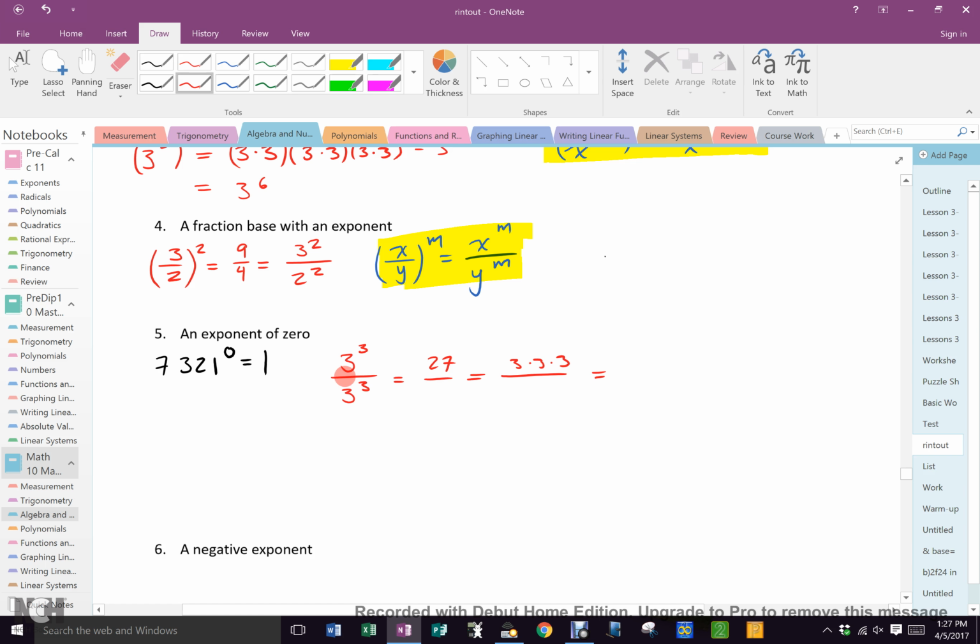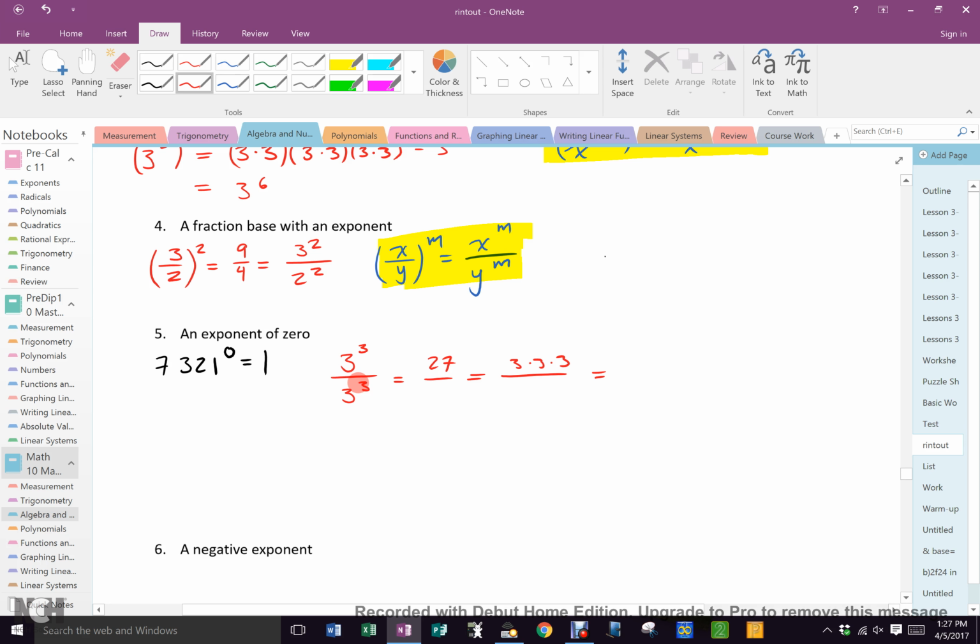Are these the same base? So what am I allowed to do with the exponents? According to law 2, what do I do with those exponents? It's on your sheet, guys. Law 2. What do you do with the exponents? I got all day. Minus them.